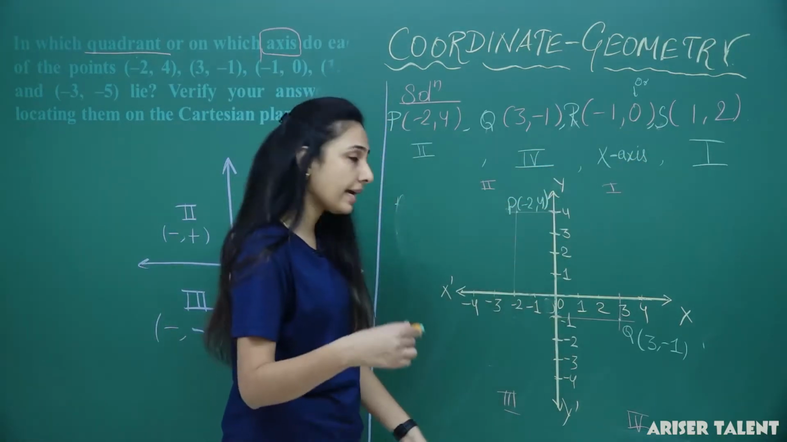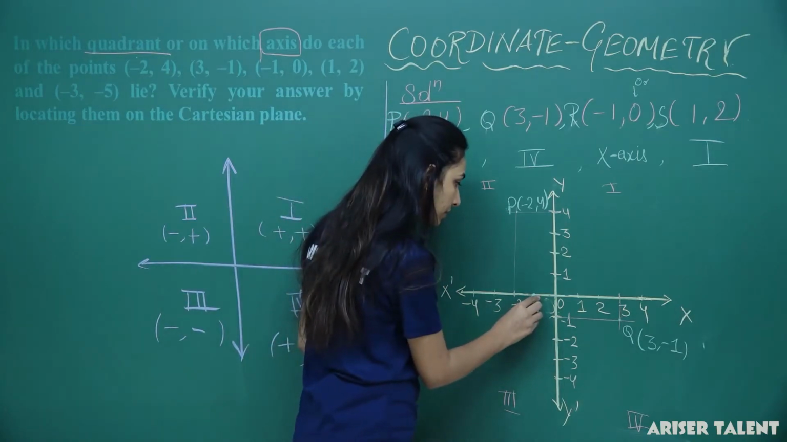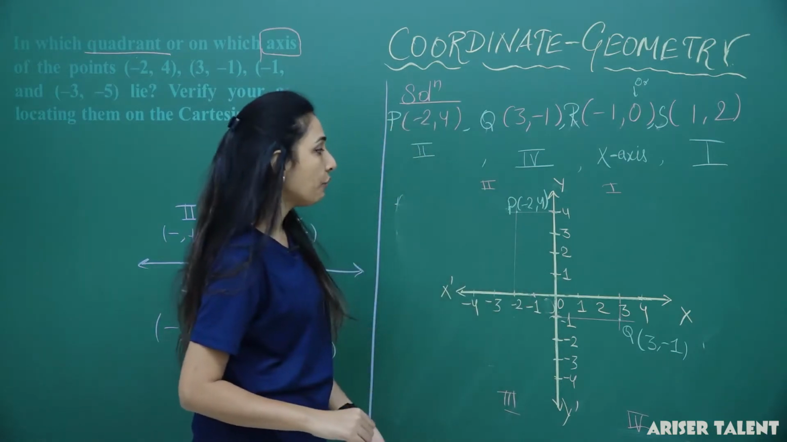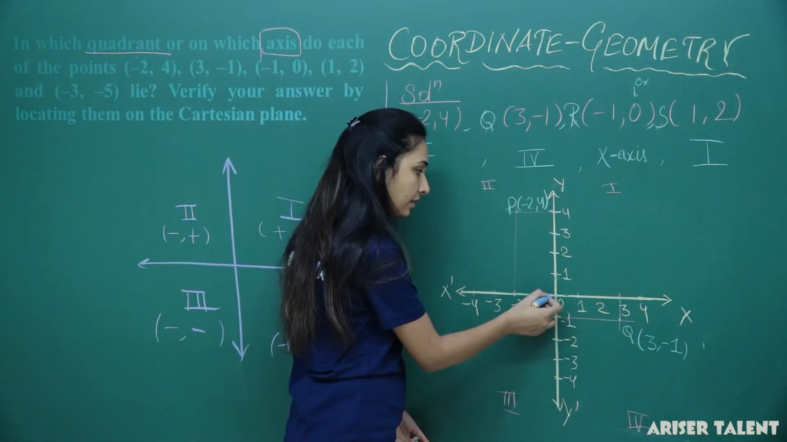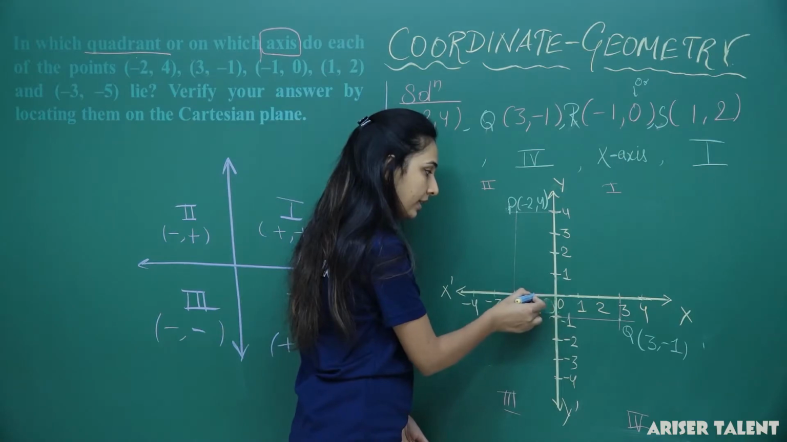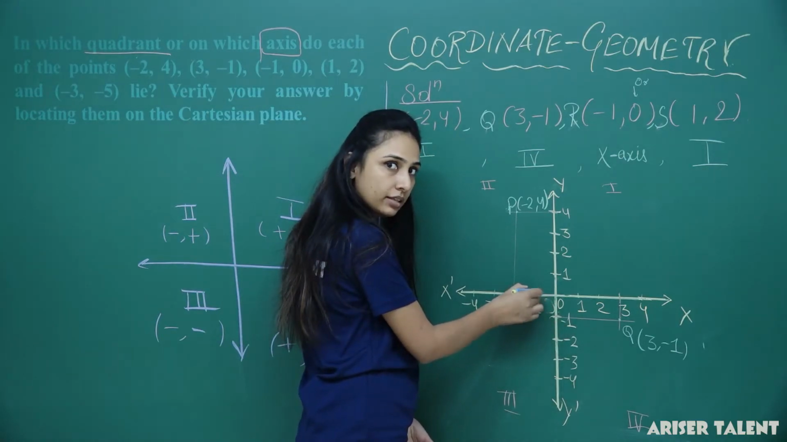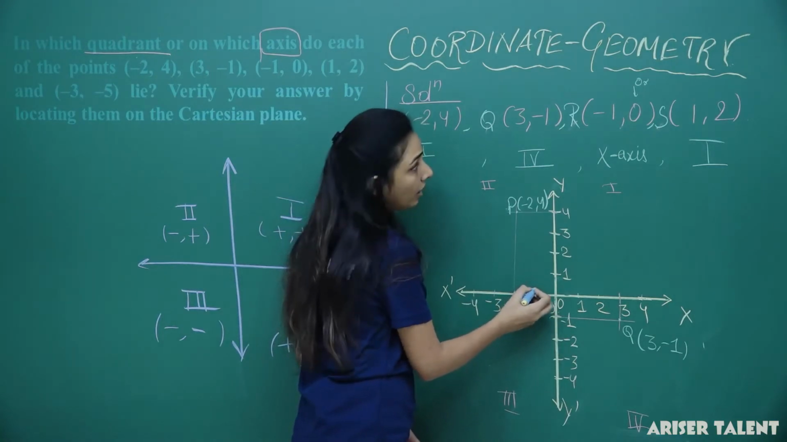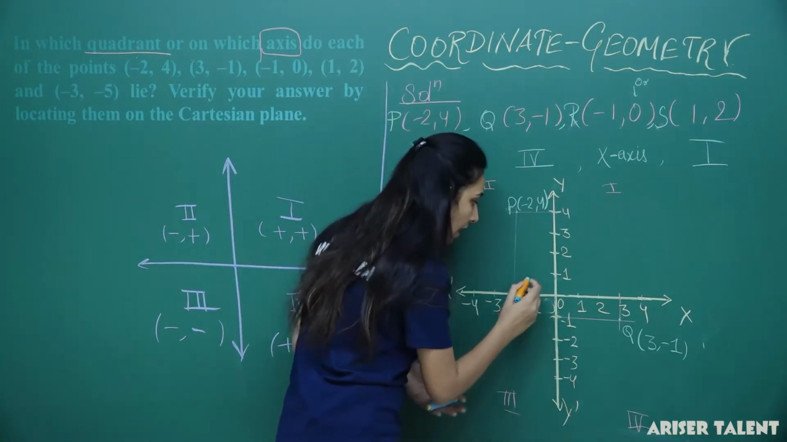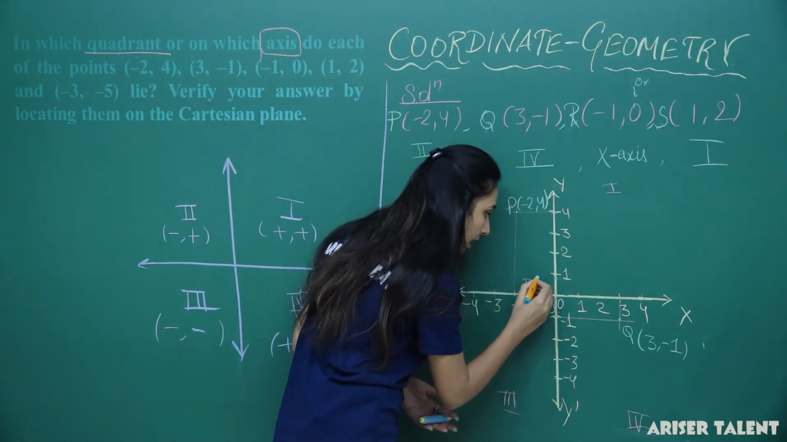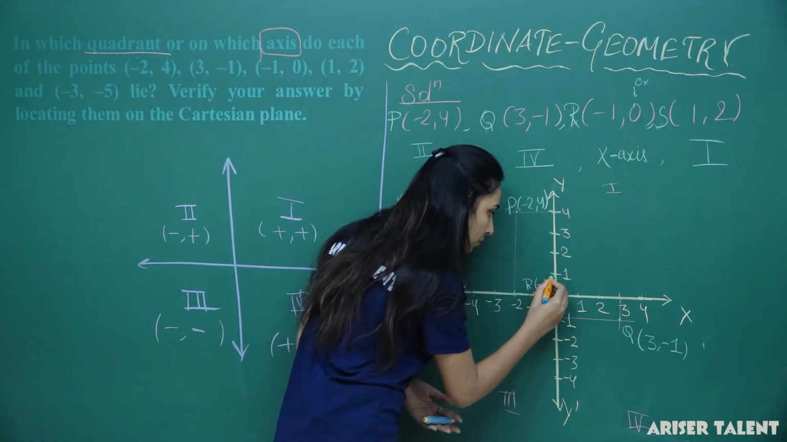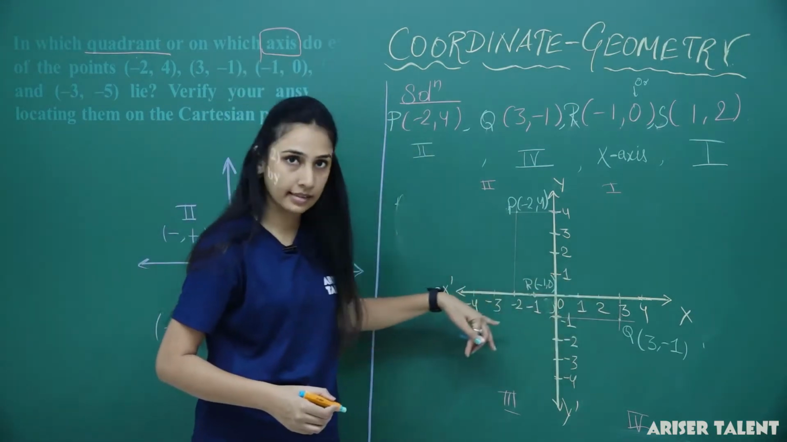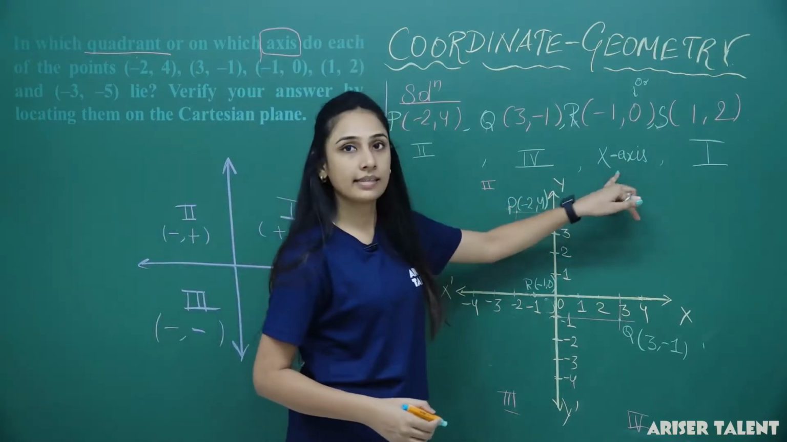Now, look at this, (minus 1, 0). So minus 1 on the x axis. Now, this is minus 1. So this is minus 1. Now, y is 0. So this line goes till that point, that is on minus 1. So the point will lie on this point R, which is (minus 1, 0), and it lies on the x axis, right? This axis is the x axis, correct.